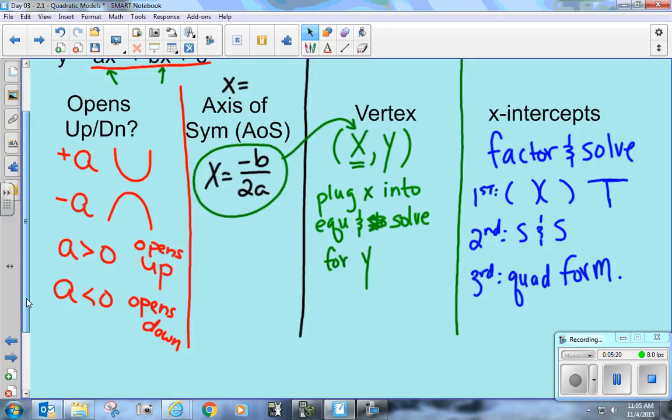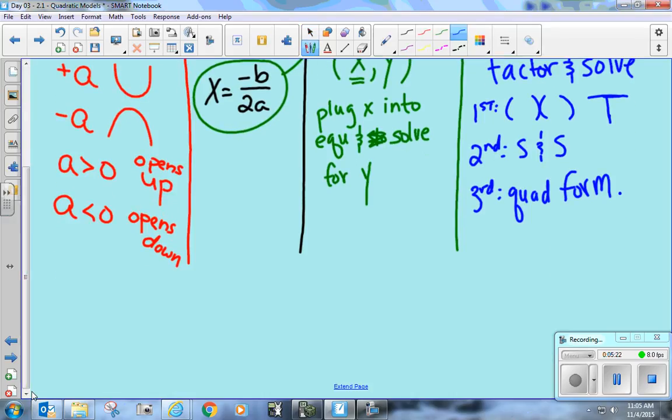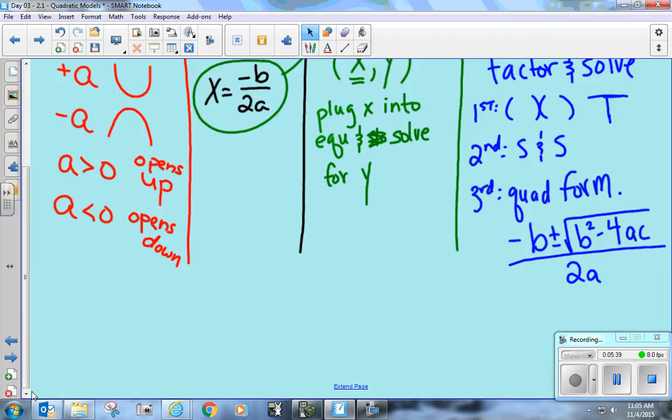If we want to write it down, let's write it down. Quadratic formula: negative b plus or minus the square root of b squared minus 4ac, all over 2a. It's not just the radical, it's all over 2a. You'll need to write that down.